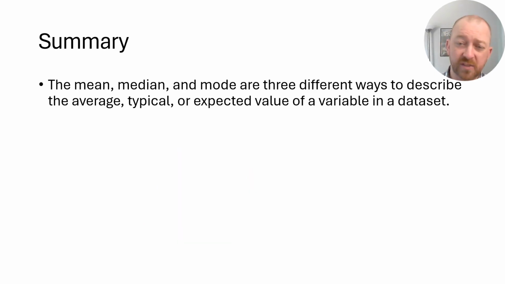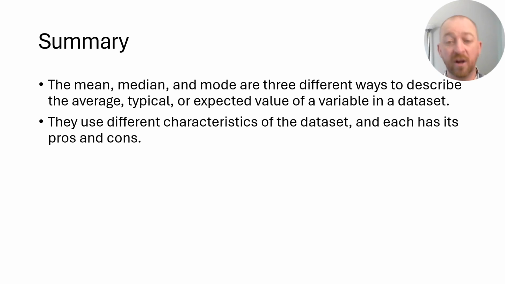Okay, so just a general summary of what we talked about. The mean, median, and mode give us the average, expected, or even typical score of a data set. And it's very useful. It's a nice way to summarize what's going on with the data and to see a general pattern. They are based on different characteristics of the data set, however.